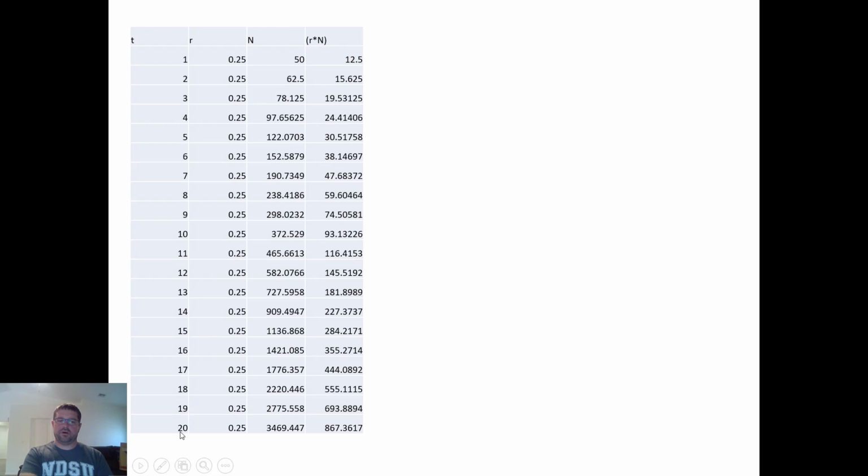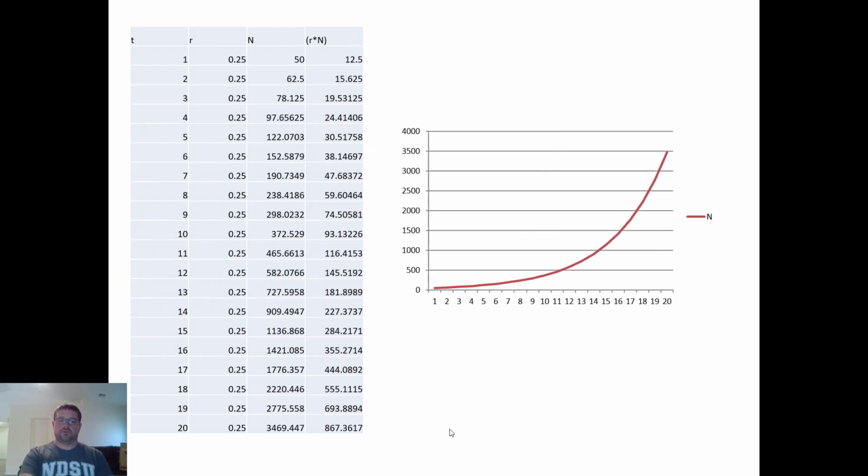And you can see after about 20 generations, or 20 births, the new population is 3,469 individuals. When you started at 50, over 20 generations, you've added that many individuals to the population. That's pretty good growth, and this is what it looks like. It's called an exponential growth curve. It's a J growth curve, and it just keeps going up.